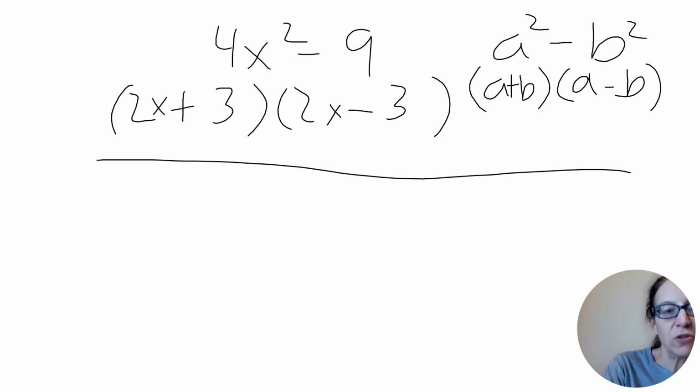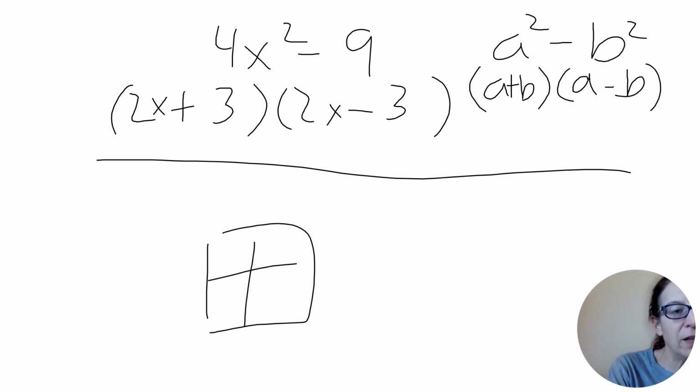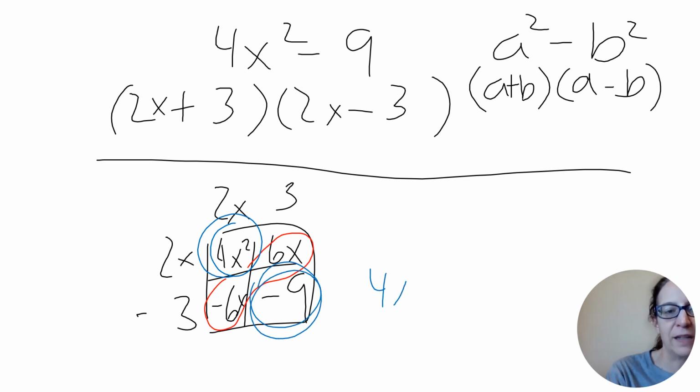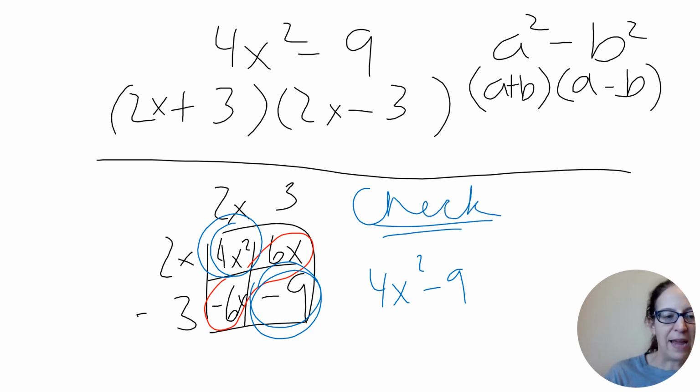If you are like, I'm not sure, Miss Taylor, I think you're being dodgy, go ahead and you can set up your area model and multiply it. And 2x times 2x is 4x squared. 3 times 2x is 6x. 2x times negative 3 is negative 6x. And then you have negative 9. And what you'll notice is that negative 6x and 6x cancel out, leaving you with just the 4x squared and just the minus 9. So you can always do a check. That should not be copied onto formative. Okay, that's just a check. And our last problem.